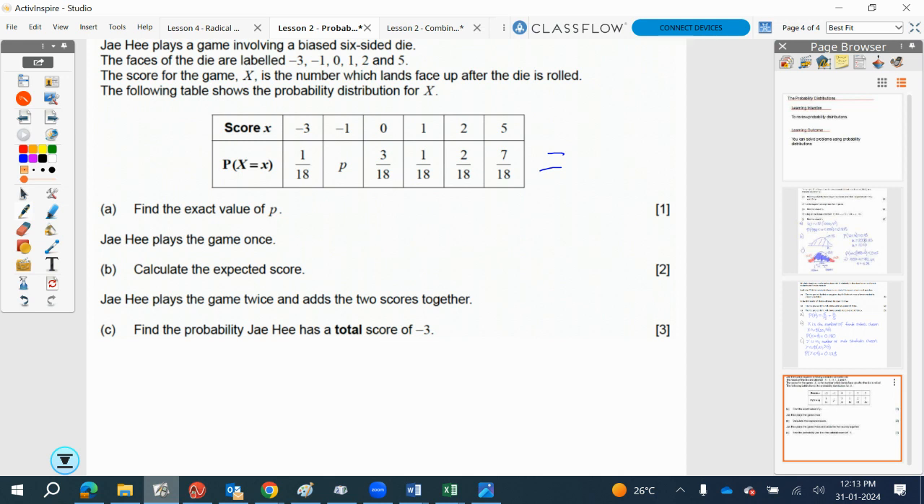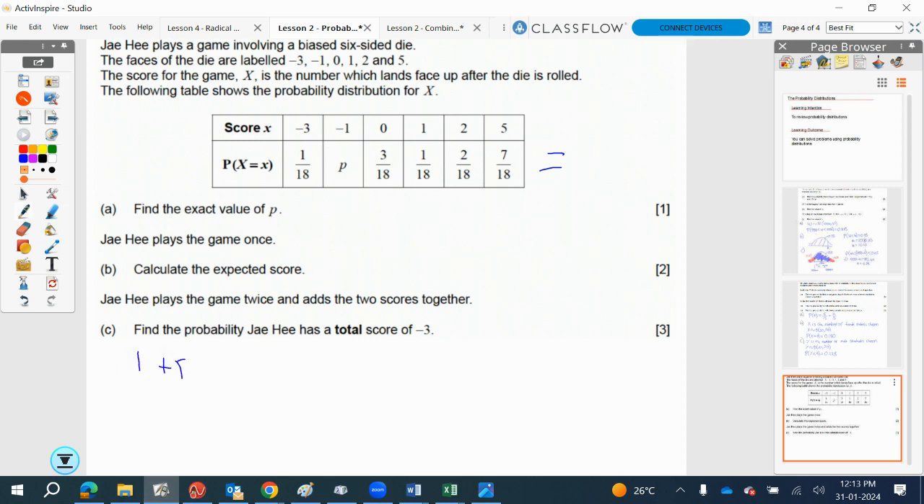We add up every single probability. Make sure they add up to 1. We can see that all the others are over the denominator of 18. So if we add all the numerators up, what should they add up to? 18. Yeah, so I thought you meant excluding.